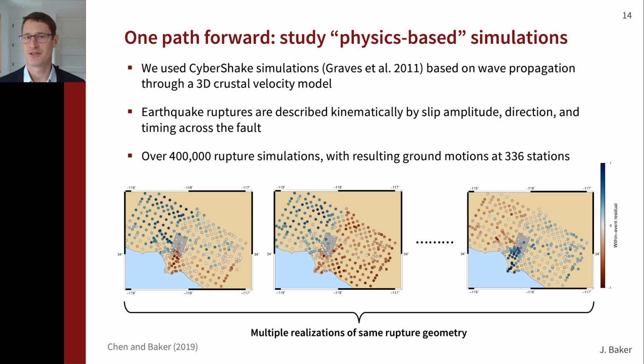This is a high-performance computing numerical simulation method where the spatial rupture is characterized as varying in time and space. Then wave propagation through a three-dimensional model of the Earth's crust is performed, and the resulting ground motions at locations throughout the study region are produced. The particular version of the simulations we used had 400,000 rupture simulations in Southern California. The map of the area where the ruptures are produced is shown at the bottom. So they have hundreds of thousands of ruptures and then 336 stations, again indicated by the circles in those maps.